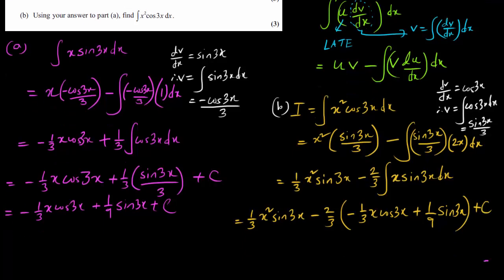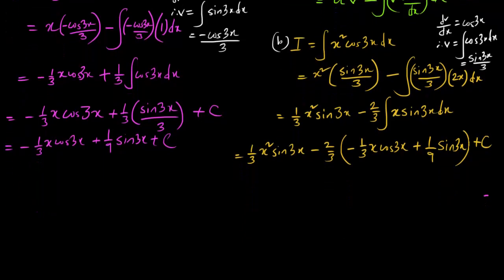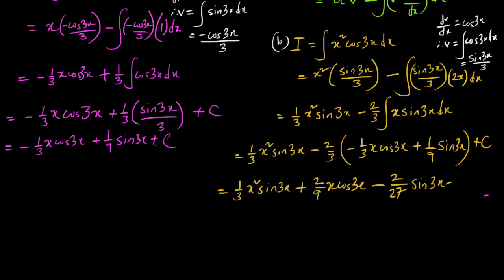So if we simplify this, it would be 1 by 3 x squared sine 3x, this minus and this minus becomes plus 2 by 9 x cos 3x, then minus 2 by 27 sine 3x plus c.